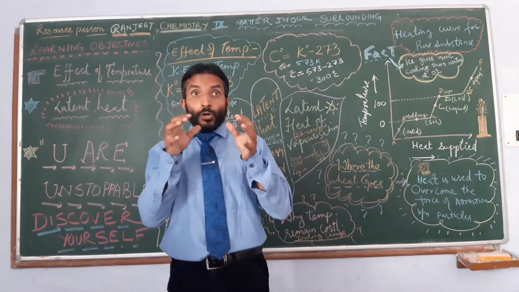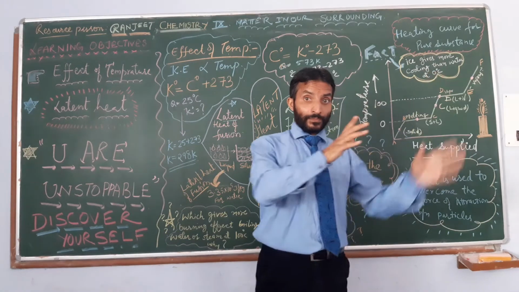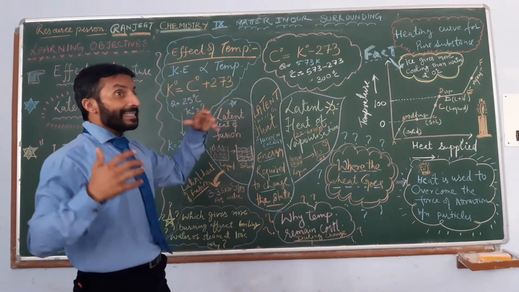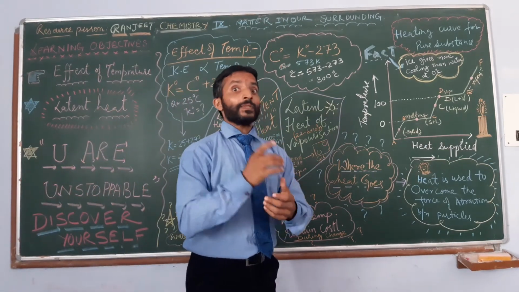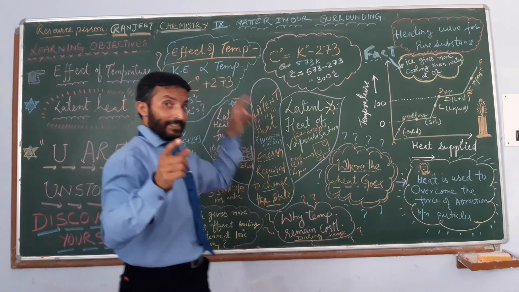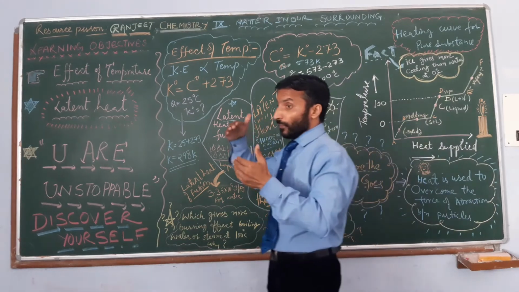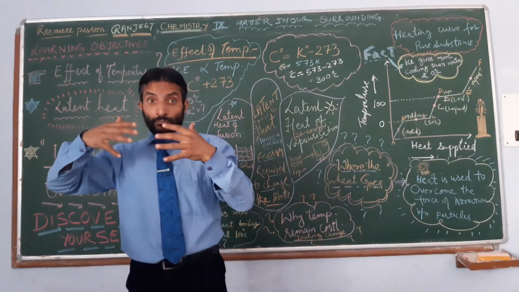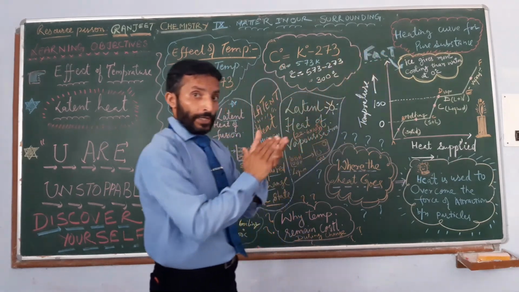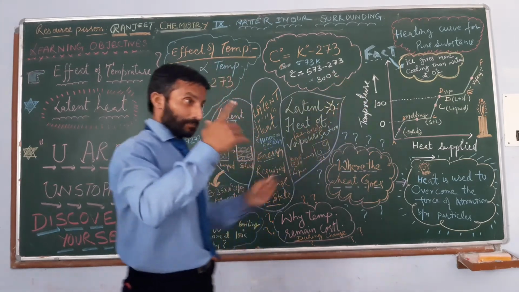We know all the particles of matter are in continuous motion. So what is the effect of temperature? Temperature increases the motion of the particles, meaning it increases kinetic energy, the energy due to the motion of the particles. So if we increase temperature, the particles' energy increases and they move into another state. Solid moves into the liquid state, liquid moves into the gaseous state.